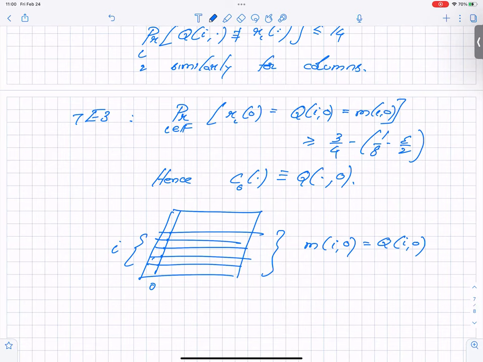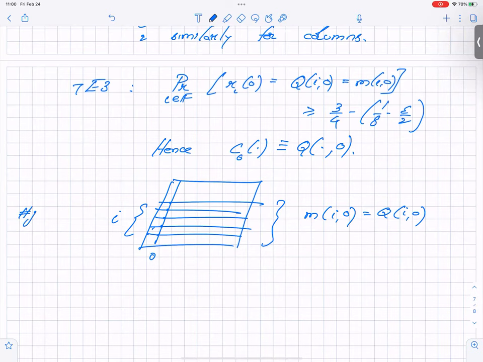But what is C0? C0 is the best fit. And this is the polynomial that agrees. So therefore, C0 has to be this polynomial. It cannot be any other. Hence, for all these, the number of such i's is greater than or equal to 3/4 minus 1/8 minus epsilon by 2 size of F. For all of those i's, we have Mi 0 equals Qi 0.